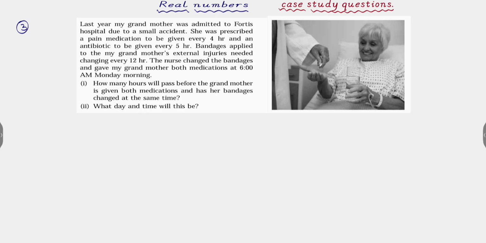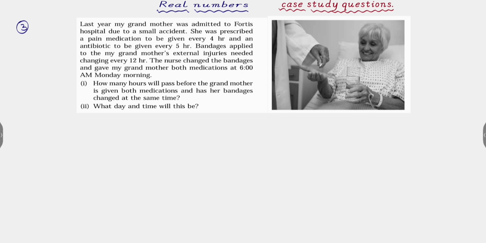So here what do we have to find out? We have to find out the number of hours before the grandmother is given both medications and her bandages changed at the same time. So we have to find out when all three happen together. So we need to find the LCM of 4, 5, 12.